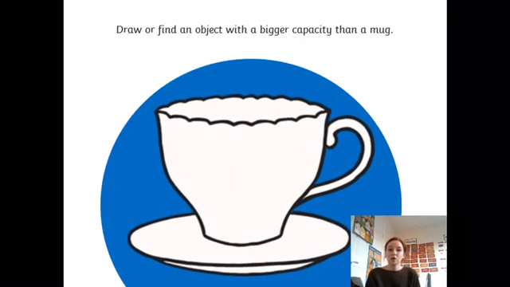Okay, you might want to pause the video here and draw or find an object with a bigger capacity than this mug. So you might want to go and find a container in your house, or just draw something that has a bigger capacity than that mug. So it holds more than this mug. Okay, hopefully you got on okay with that.